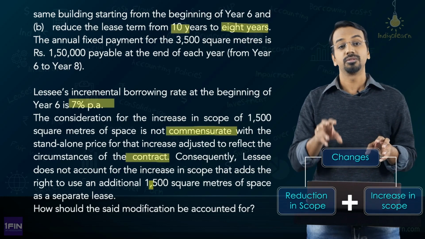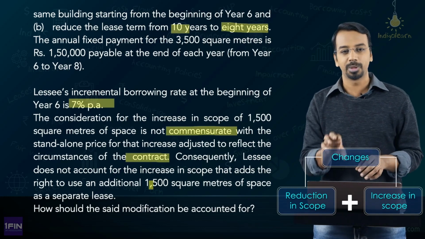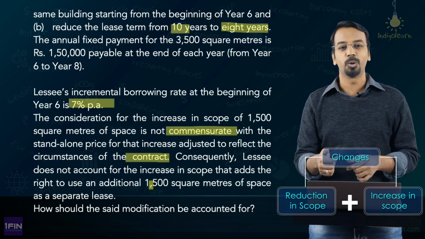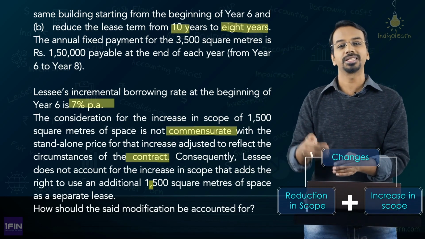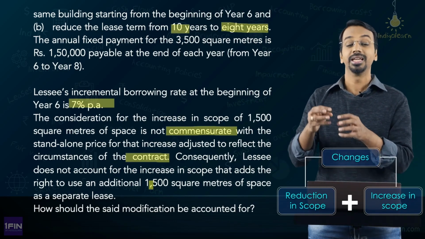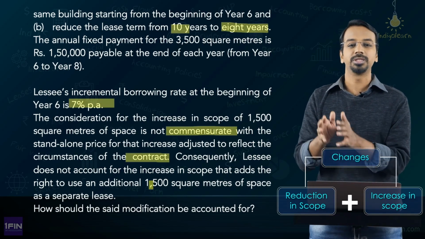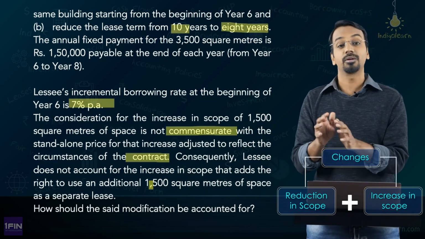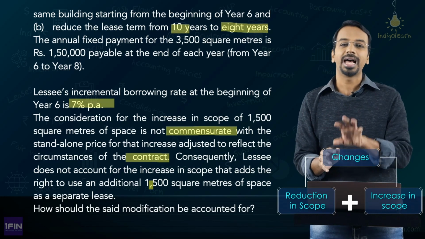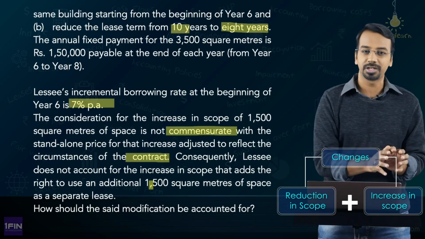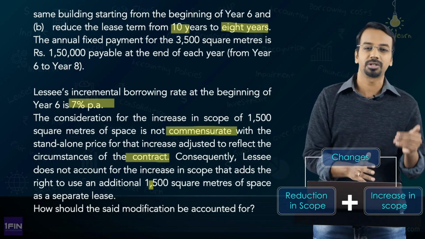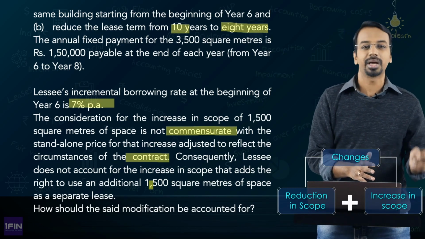Now, the question is, which one should be considered first? Because if you remember, whenever there is a decrease in scope, we have to first reduce the ROU asset and the lease liability proportionately, and we have to adjust them, and if there are any differences, that will be taken to P&L. Right, that is accounting for decrease in scope, and the other part is a normal modification in scope, which will be the remeasurement of lease liability and corresponding impact to ROU asset.